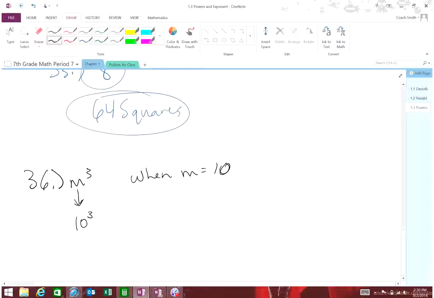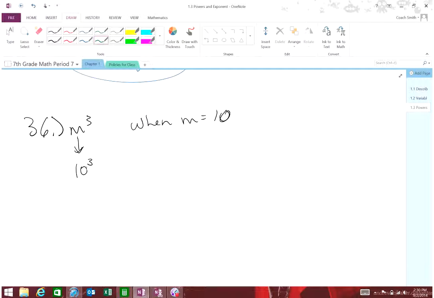10 to the third power, I simply took this 10 and plugged it in for the m, and that gives me 10 to the third power, which in turn means 10 times 10 times 10. And no, 10 times 10 times 10 is not 30. Okay? It is not 300.